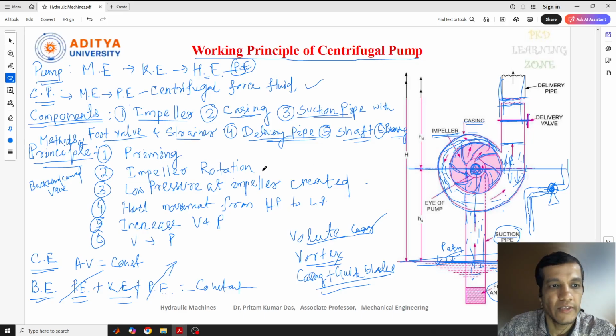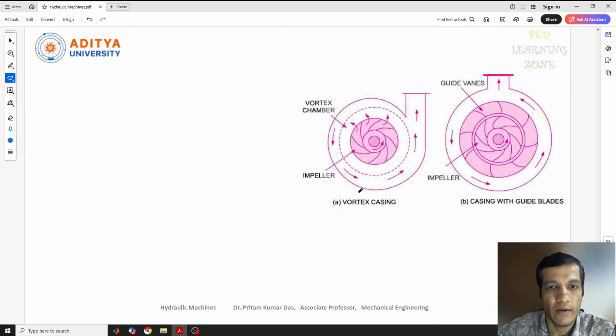Okay, so these are the components, and the working principle, as I told you. Any other thing left here? Yeah, mostly we have covered it. Okay, and the next one I'll show you.